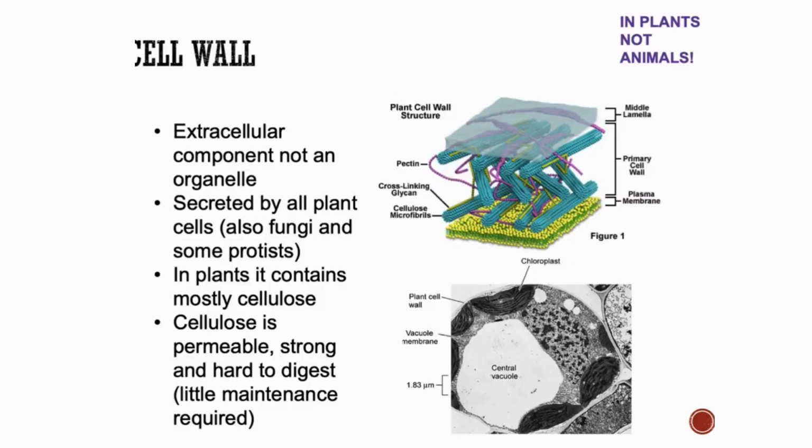Cell wall, usually seen in plants, not in animals. It is an extracellular component, not an organelle, secreted by all plant cells as well as fungi. In plants, it contains mostly cellulose. Cellulose is permeable, strong, and hard to digest, but in fungi, we call it a cuticle.